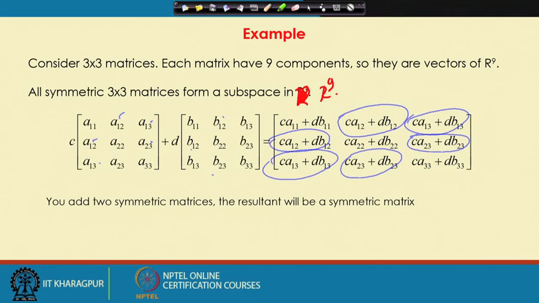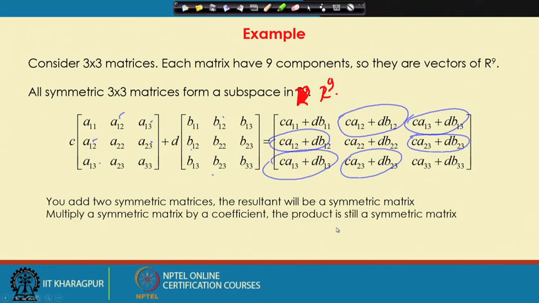You can add two symmetric matrices, the resultant will be a symmetric matrix. You multiply a symmetric matrix by a coefficient and the product is still a symmetric matrix. Therefore, all symmetric matrices form a subspace.